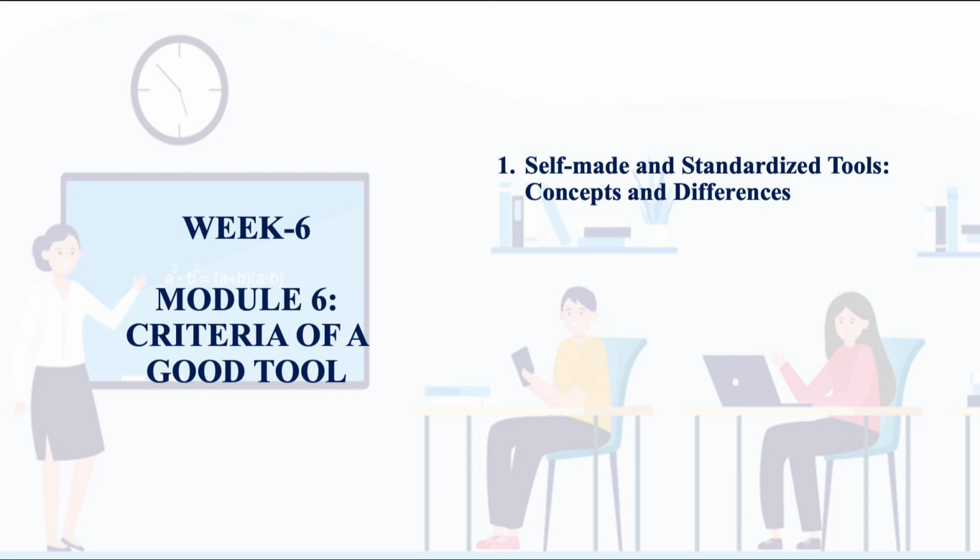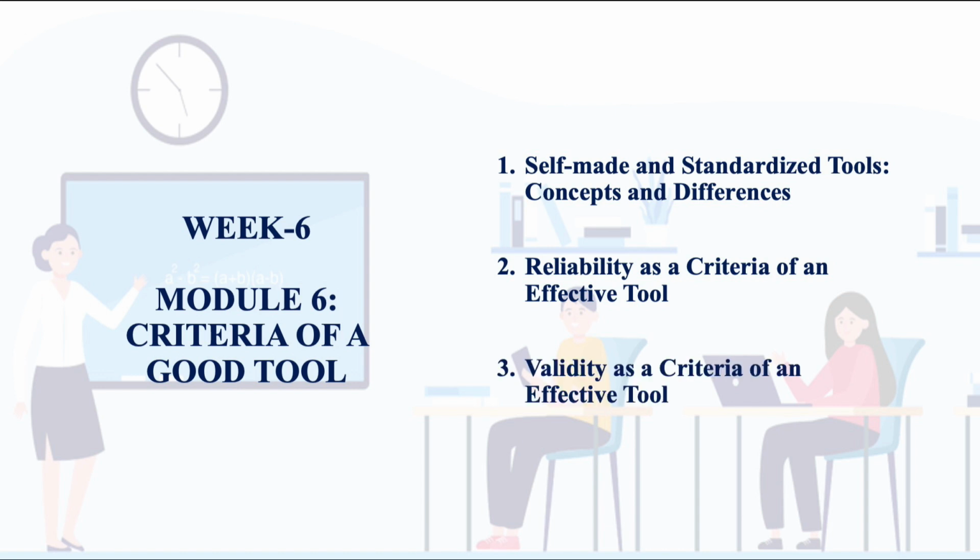The title of the module is Criteria of a Good Tool, and in this module you will find 3 video lessons. First is self-made and standardized tools, their concept and differences. Second is reliability as a criterion of an effective tool, and the third is validity as a criterion of an effective tool. Today in this lesson we will discuss the concept of a self-made tool, the concept of a standardized tool, and the difference between self-made and standardized tools.